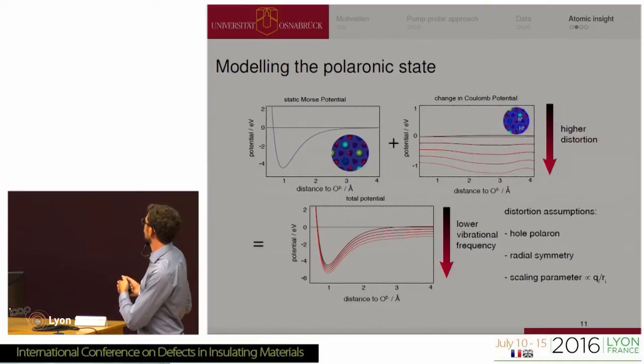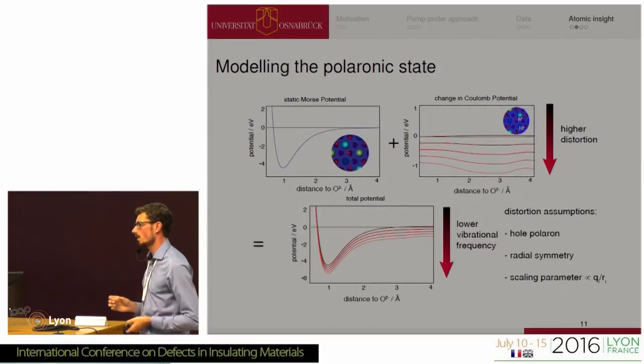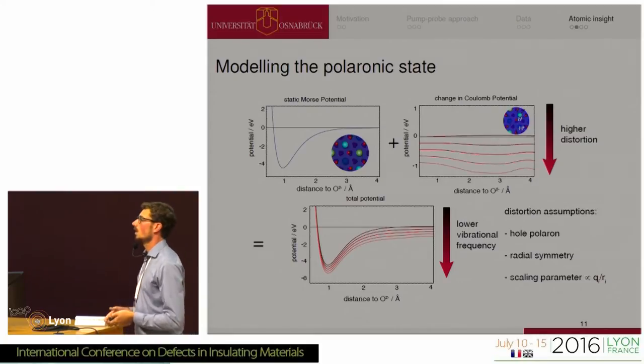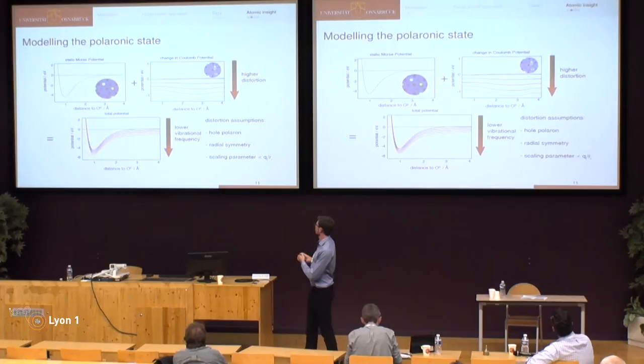And now, in addition to that, we have a Coulomb potential, which is due to the charge of our hole polaron and the value of the distortion of the lattice. So if the lattice distortion gets higher, we've got a higher term which is added to the Morse potential. If we now remodel the frequency out of this Morse potential, you see that the higher the distortion, the lower is the vibrational frequency.